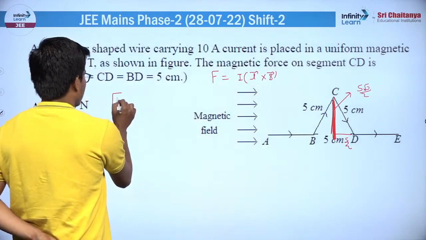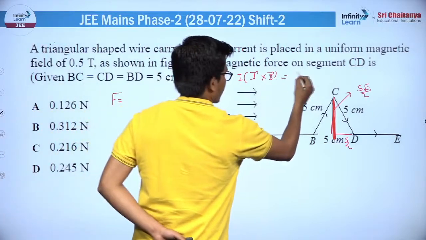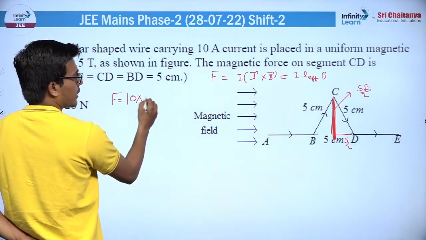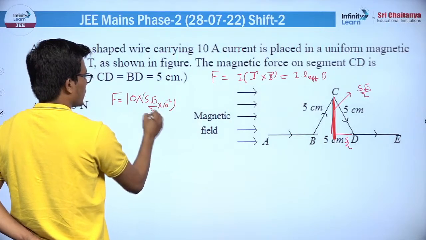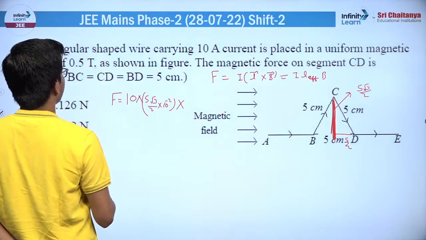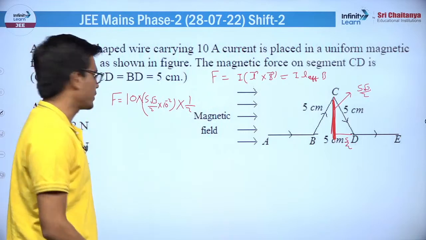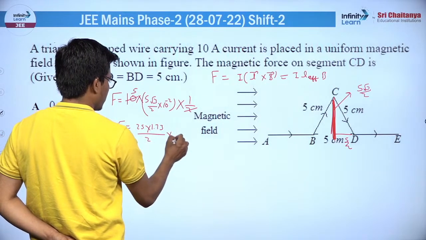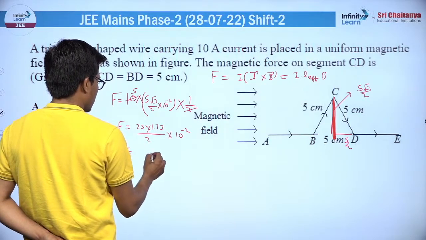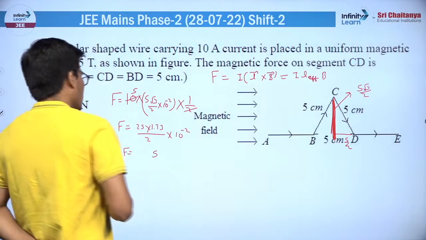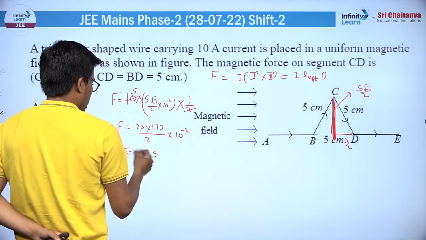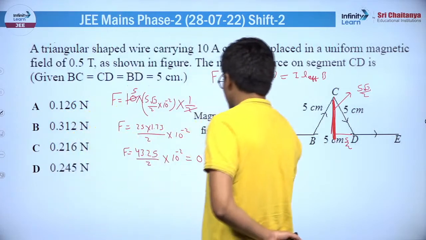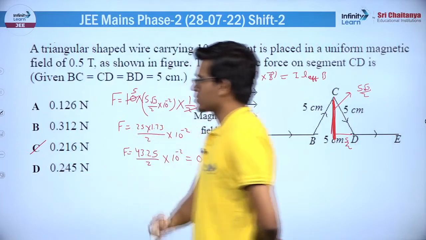So force you can write as I L effective into B. Current is given as 10 ampere, L effective is 5 root 3 by 2 into 10 to the power minus 2, because that is in centimeter, into the magnetic field. Magnetic field is half Tesla, 0.5. So this is 5 into 25 into 1.73 divided by 2 into 10 to the power minus 2, which comes to about 0.216 Newton. That matches with the C option.